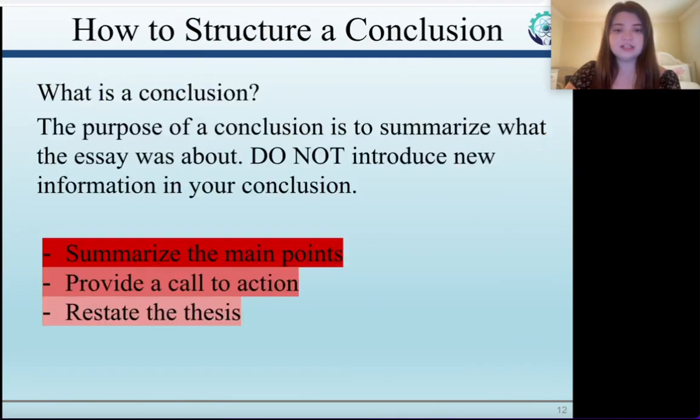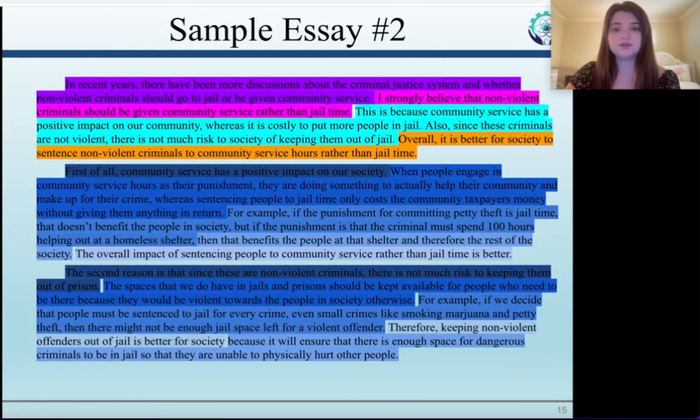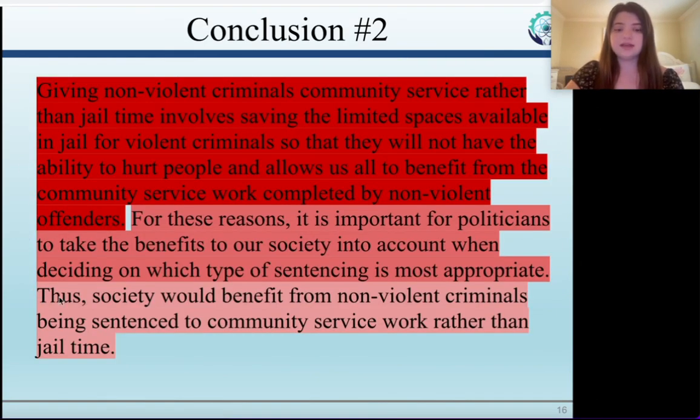And then last but not least, we need to restate our thesis. So, what was our thesis again? Well, the thesis is in orange. It says, overall, it is better for society to sentence nonviolent criminals to community service rather than jail time, right? So I restate that and I say, thus, society would benefit from nonviolent criminals being sentenced to community service work rather than jail time. And so, there we go.